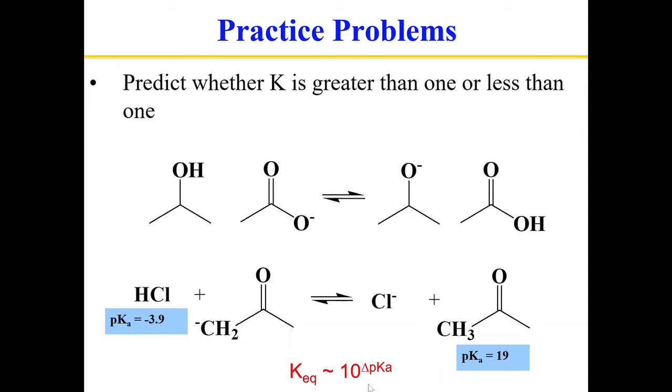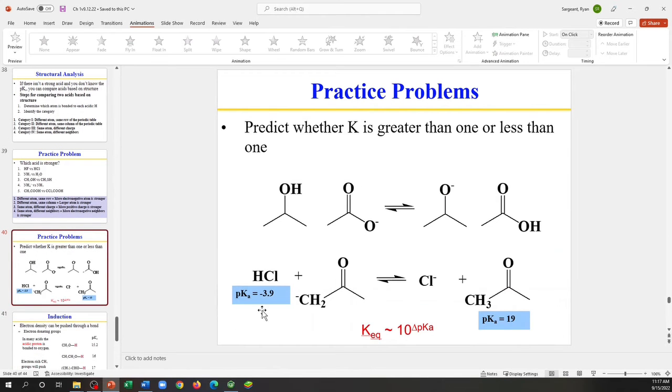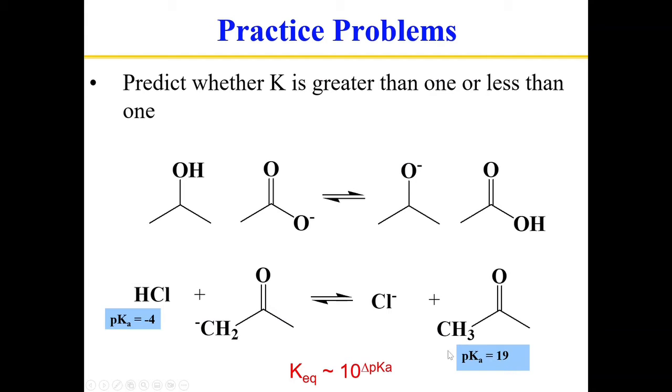The reason that I have this little red K_eq is about equal to 10 to the difference in pKa is that this is a useful rule of thumb. And the math on this is pretty straightforward. What you do is you look at your pKa values. Here we have a pKa of 19 and we have a pKa of negative 3.9. For the sake of doing quick math, I'm just going to call this a pKa of negative 4. In fact, why don't I just change the slide? Forever hereafter, this pKa will be a negative 4. The difference between those two pKa values is 23. So 19 minus a negative 4 gives me a positive 23.